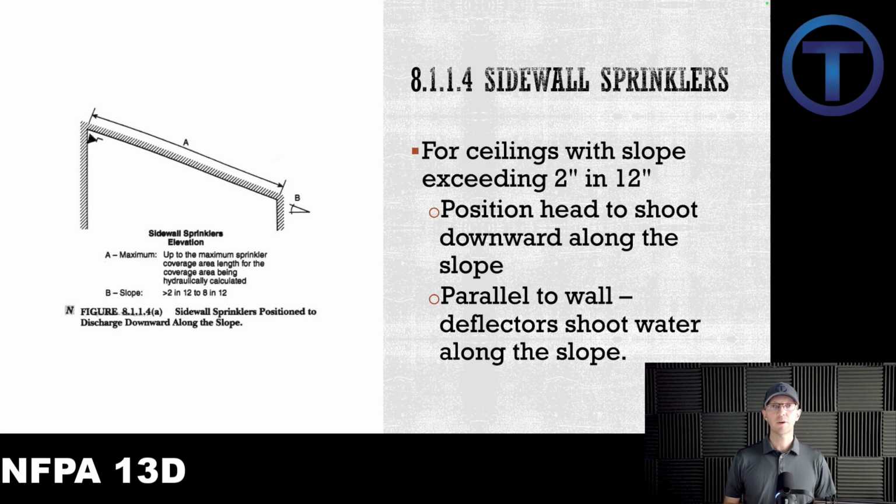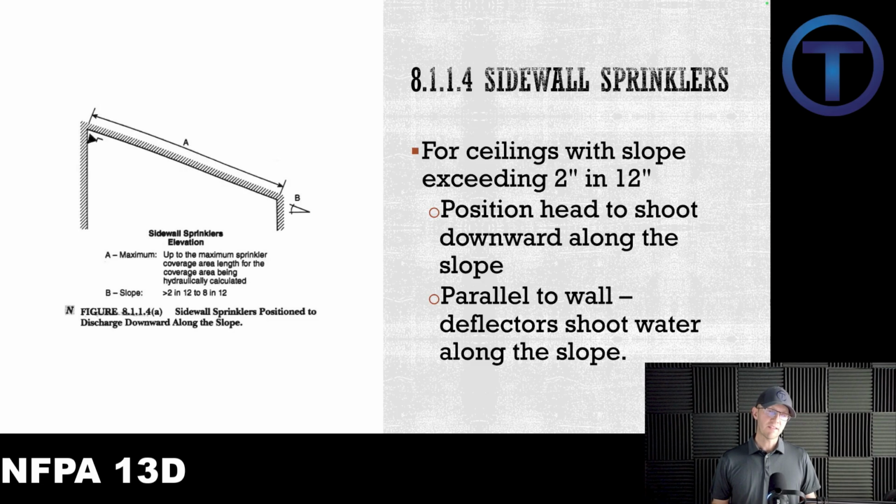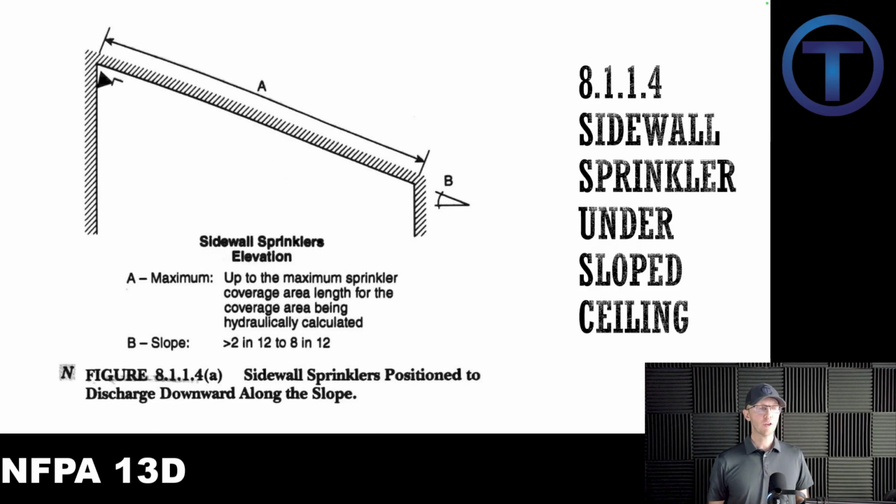I'm looking at a 2025 edition of the NFPA 13D, but might be worth noting here. For ceilings with a slope exceeding 2 inches in 12, we're talking about the overall pitch of the roof, there are some requirements for this. The position of the head is to shoot downward along the slope. It also gives some information about deflectors that are parallel to the wall, stating that those deflectors should shoot water along the slope. Have a closer look at this.